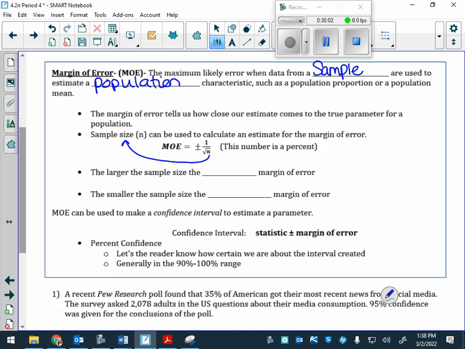We take our statistic, we subtract the margin of error, and we also add and get a new interval. Okay? That interval will be called the confidence interval, and I'll get there in a minute. Key piece of information. Larger the sample size, the smaller the margin of error. Smaller the sample size, larger margin of error. So a lot more stuff can go wrong. It won't be accurate. Okay?